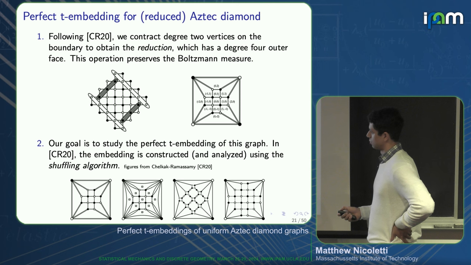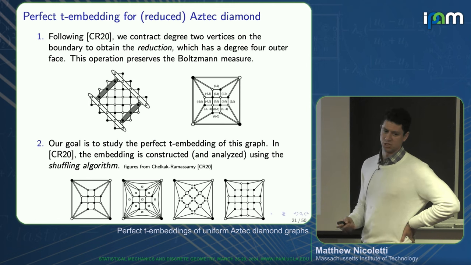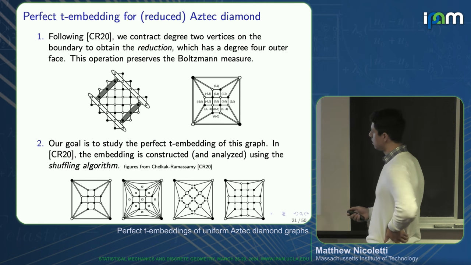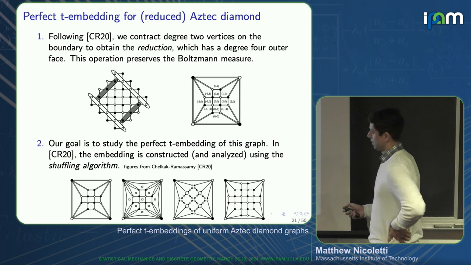Before I can even talk about the construction, we actually embed this slightly different graph, which is obtained by contracting degree 2 vertices on the boundary. We contract all these degree 2 black vertices, and all these are glued together into one vertex. Similarly, we contract here and here, so these are all glued together. And then we obtain this graph. From a probabilistic perspective, this doesn't change anything, because it doesn't change any of the statistics inside. All the edge inclusion probabilities are the same, so it doesn't change anything in the model. But now it's a simpler graph because it has a degree 4 outer boundary.